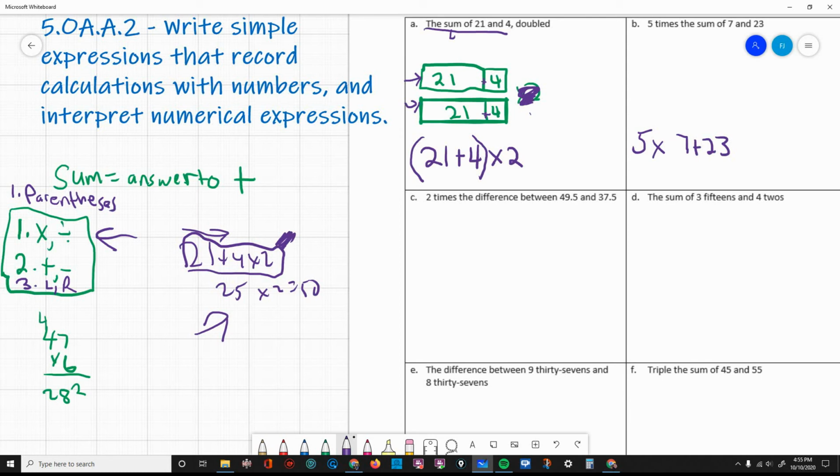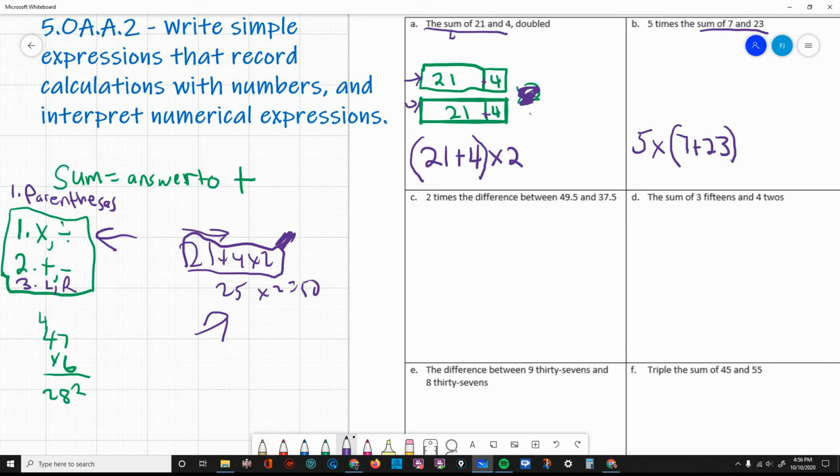So don't. What we're going to do is the sum of 7 and 23 first. By putting those parentheses, that dictates that that is the first thing we do. Once again, do not need to solve it, but it's so fun. How can you not? 7 plus 23 is 30 times 5 is going to be 150.